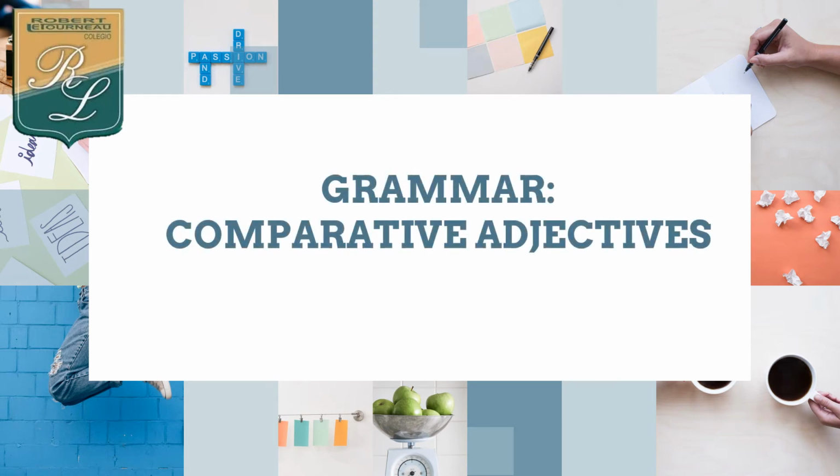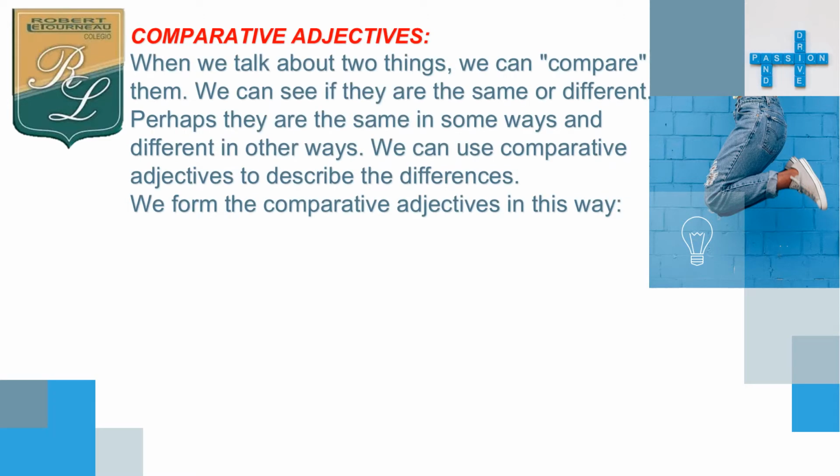During this time, we are going to see the grammar, which is the comparative adjectives. First, let's see what comparative adjectives are. When we talk about two things, we can compare. We can see if they are the same or different. Perhaps they are the same in some ways and different in other ways. We can use comparative adjectives to describe the difference.